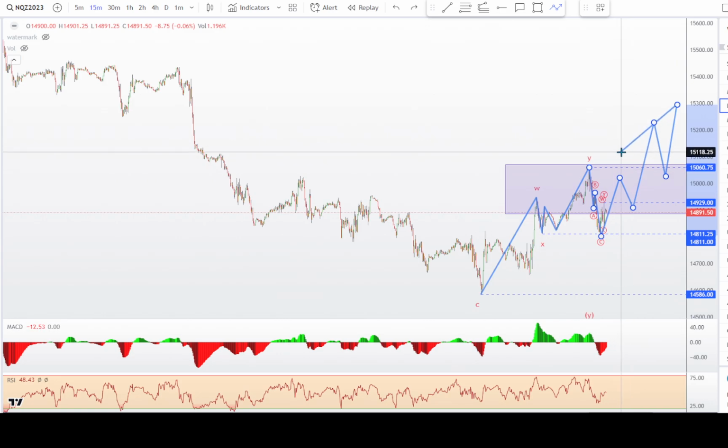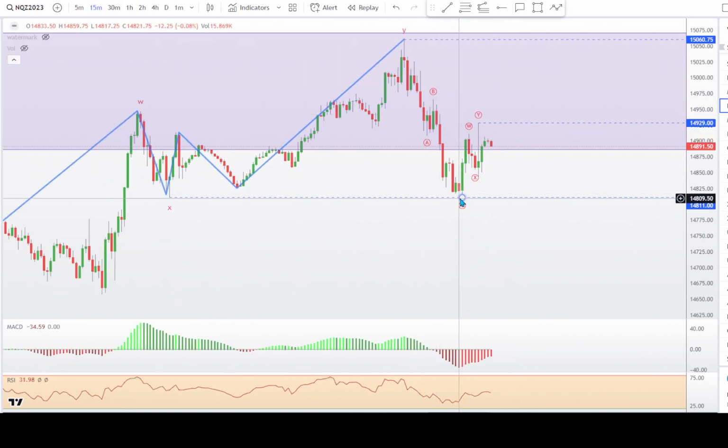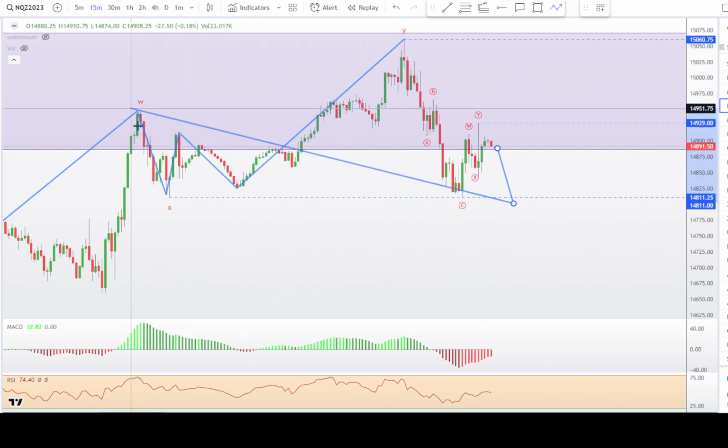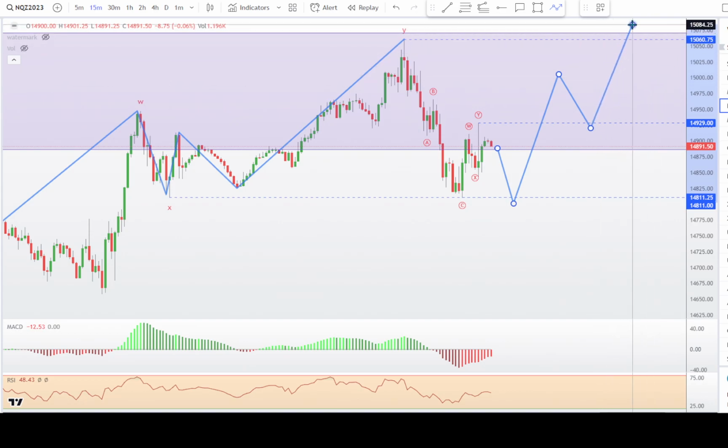But I think more likely what's going to happen, this is WXY, and like I said, so far we've got ABC, and then we got a WXY. So I could see them actually coming back down, take out that C level. What is that? 14, 8, 11. Give you a 3-wave move. And this will be the X wave. So it'd be WXY, and then this will be a 3-wave move for X. And then go up in 3 waves. Break 1560, and that'll be the Z wave.